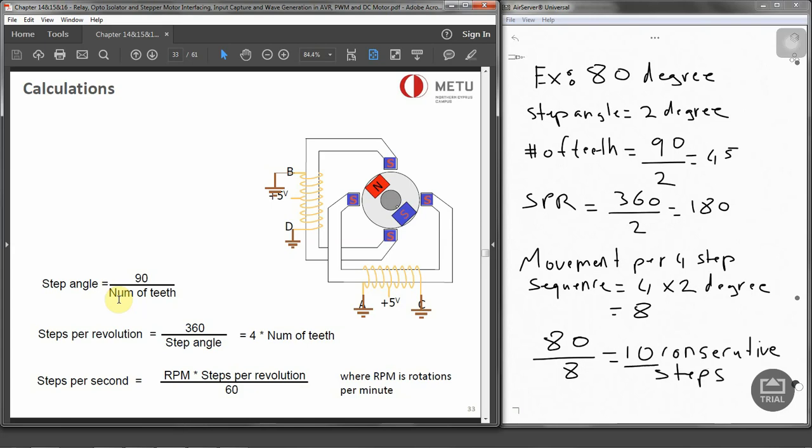So when it's asking the number of times the 4-step sequence must be applied to a stepper motor to make an 80-degree move, we just need 10 consecutive steps. Now you might ask, what happens if we want to move 45 degrees because the steps are 2 degrees each?